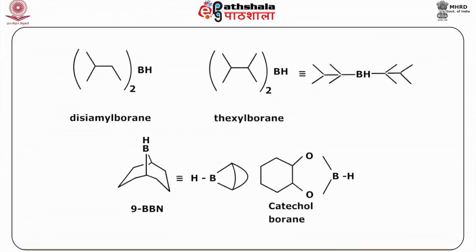So, let us see how hydroboration using borane derivatives is also done in addition to BH3. Sometimes mono or dialkyl borane reagents are used for hydroboration, which are less reactive and more selective than diborane and can be used for hydroboration of less hindered alkenes. Common examples of such alkyl borane reagents include disiamyl borane, thexyl borane, 9-borabicyclo[3.3.1]nonane, which is commonly known as 9-BBN, and catechol borane, as you can see here from their structures.